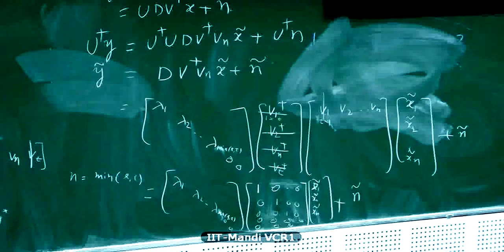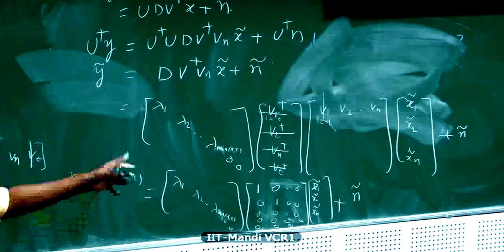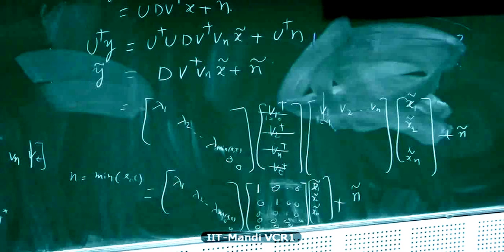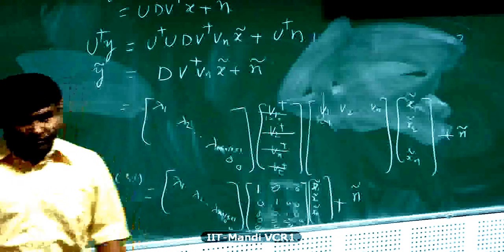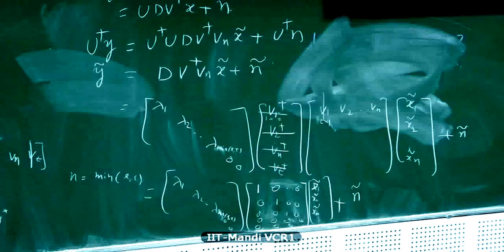But on the other hand, either the receiver or the transmitter can decide how many streams they want to transmit. You may ask, why do you want to reduce the number of streams when you can have min r comma t? Well, it depends. If you want to instantaneously change the number of streams depending on the channel, sometimes some of the eigenvalues may be small and you may not want to send the max number of streams.